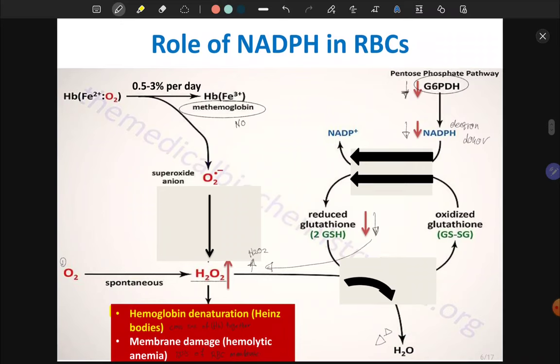NADPH, what is it? Electron donor. It will give electrons to oxidized glutathione to generate a sufficient amount of reduced glutathione to maintain detoxification and allow it to continue. Yes?